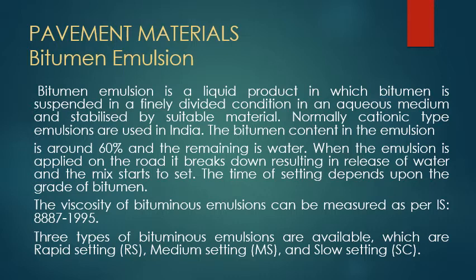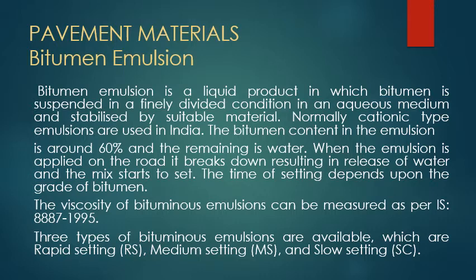And when the emulsion is applied on the road, it breaks down, resulting in release of water, and the mix starts to set. The time of setting depends on the grade of the bitumen, and the viscosity of bitumen emulsion can be measured as per this IS specification. And there are three types of bitumen emulsions: rapid setting, medium setting, and slow setting.